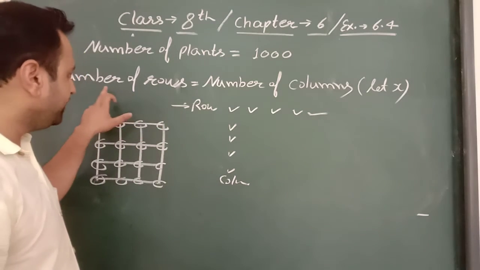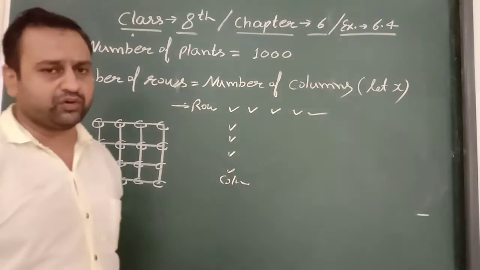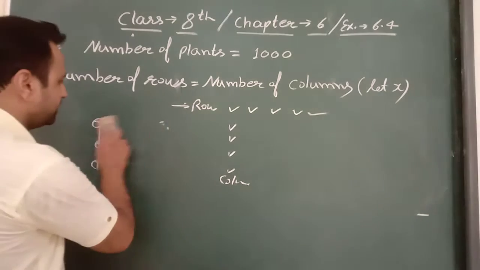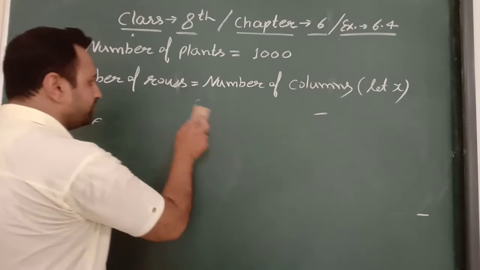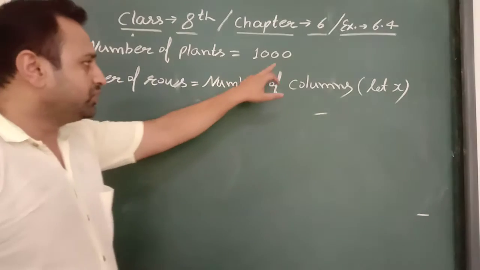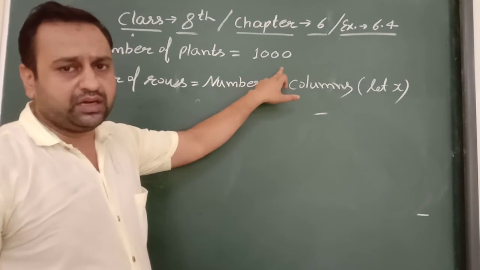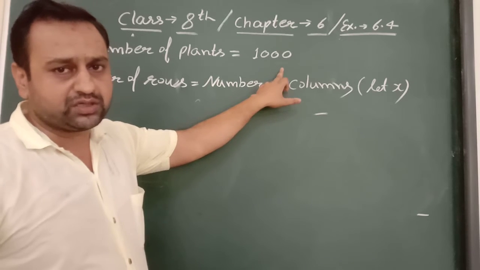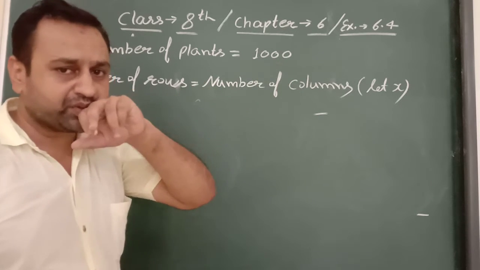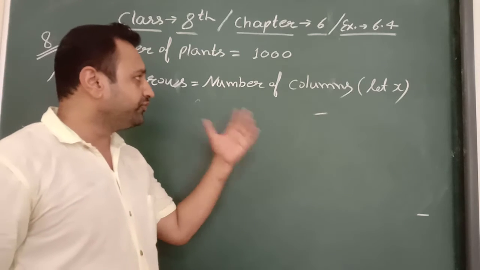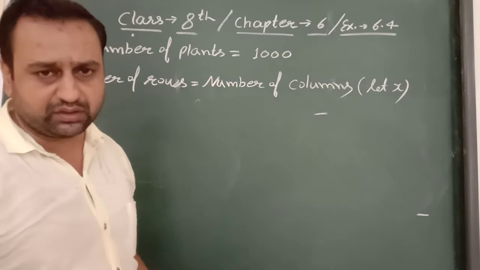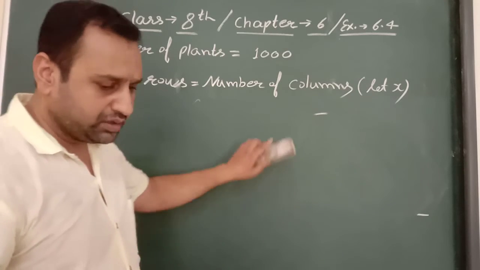So if we want the number of rows and number of columns to be equal, then he requires a perfect square number. But in the question, the number of plants is 1000, and because the last three digits are not a perfect square pattern, it is not a perfect square. So firstly we have to find the least number which must be added to 1000 to convert it to a perfect square.